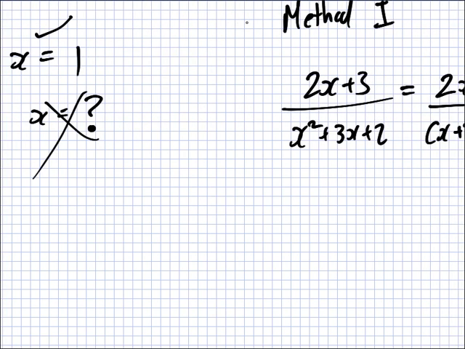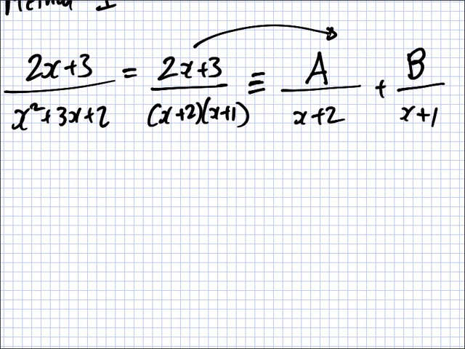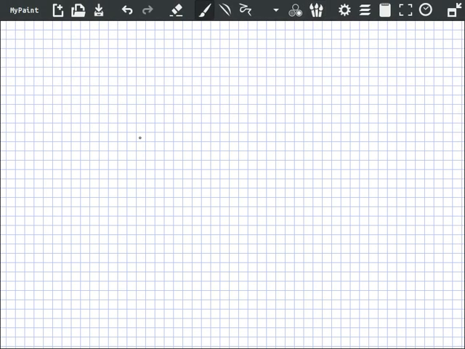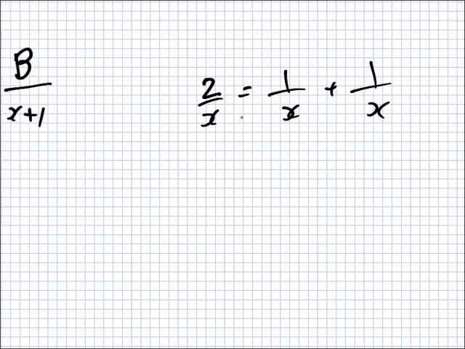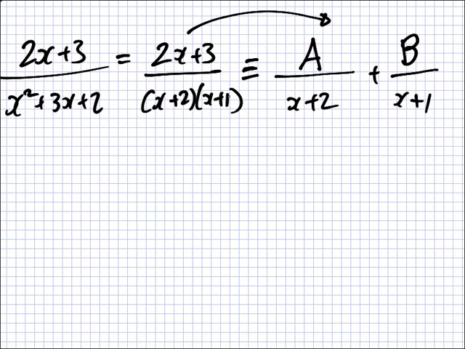So we use this here when we can find x and when we can't find x. If this is equal to this, can I find x? No. Because it's like if I said 2 over x equals something over x plus something over x, can you find x? No, you can't. So it's called equivalence, identity.